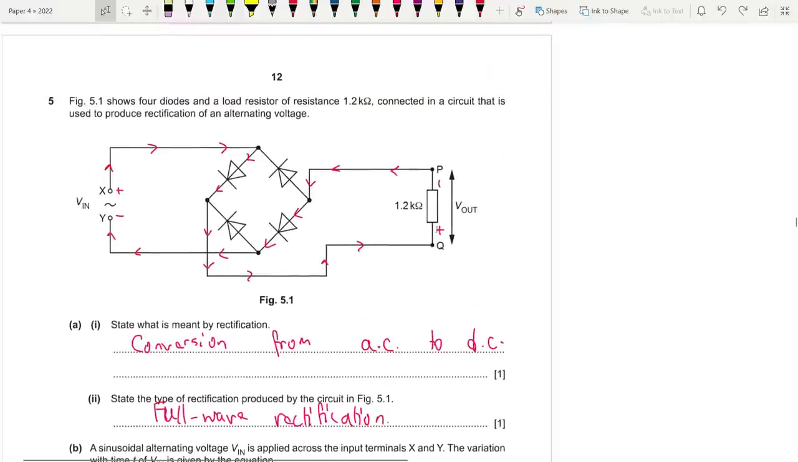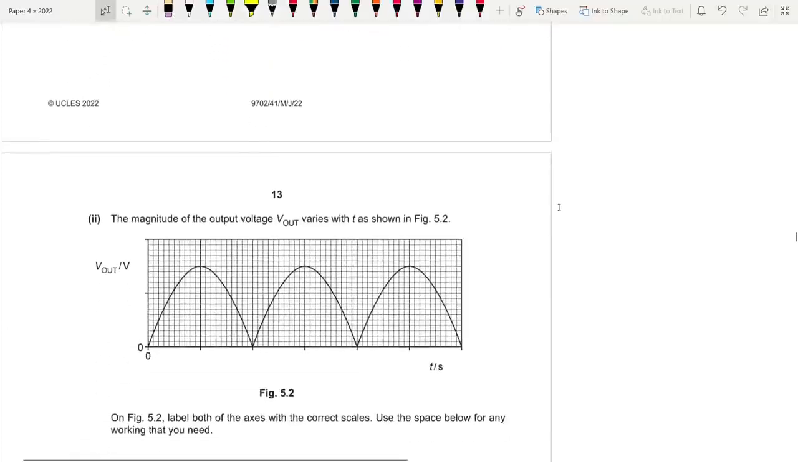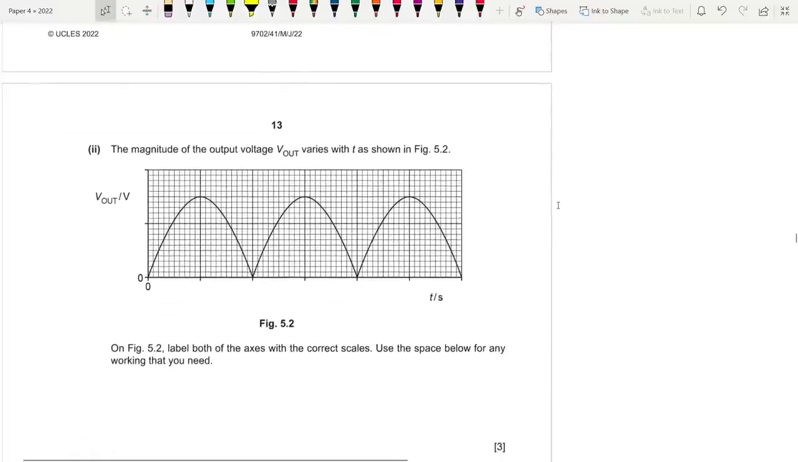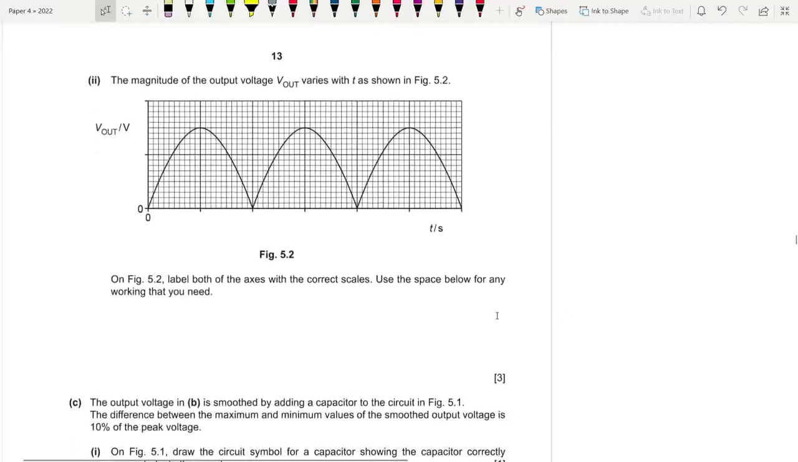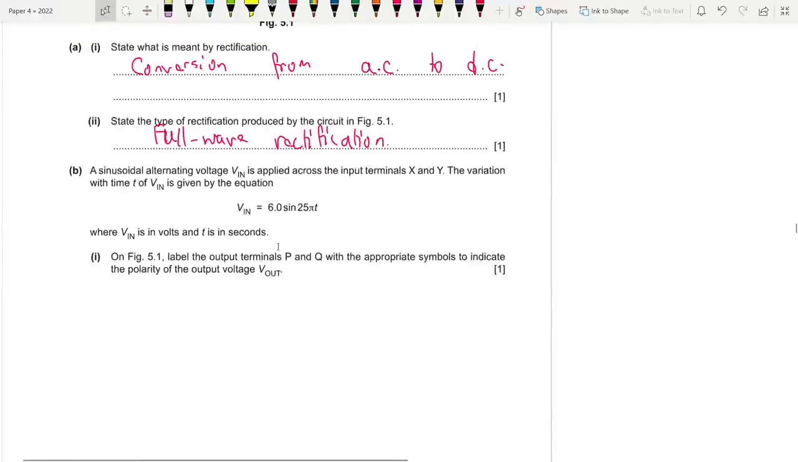So we have to use plus and minus. So Q should be labeled with a plus and P should be labeled with a minus. That should be your only labeling. P as minus and Q as plus. That's it. Next, the magnitude of the output voltage varies with time t as shown. On figure 5.2, label both the axes with the correct scales. Use the space below. Okay, scaling, right? So let's see.